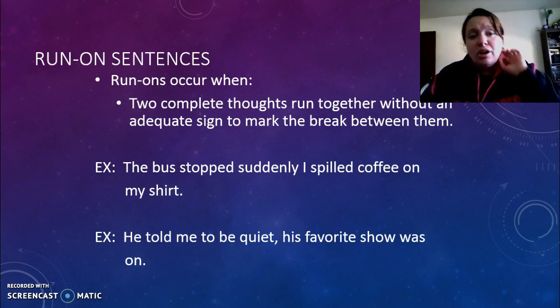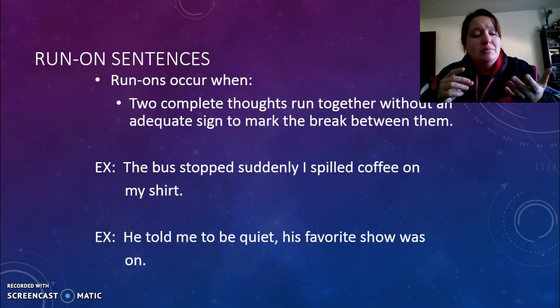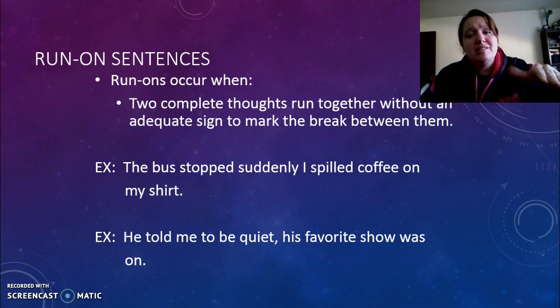Okay, so run-ons are kind of the opposite of fragments. It's when we have multiple independent clauses and we've shoved them together with no adequate sign of punctuation or break between them. So sometimes there's no punctuation between them, sometimes there's not enough. We see both examples down here. You have, the bus stopped suddenly I spilled coffee on my shirt. So there's two independent clauses: the bus stopped suddenly, I spilled coffee on my shirt. And then we see the other one: he told me to be quiet, comma, his favorite show was on. That comma, though, is not adequate.